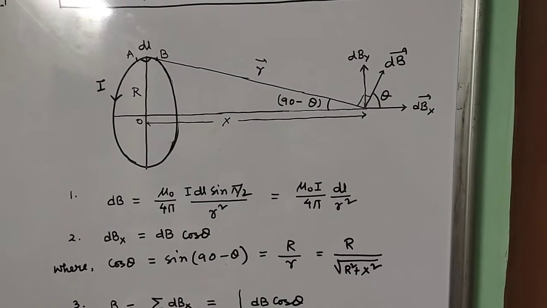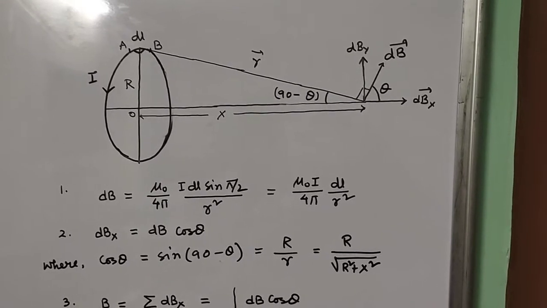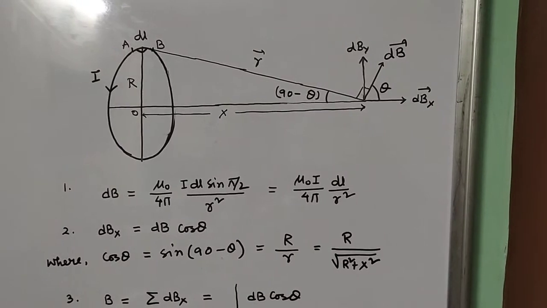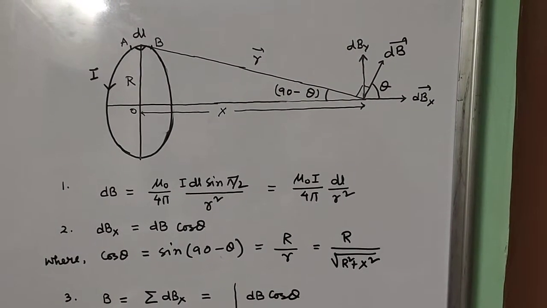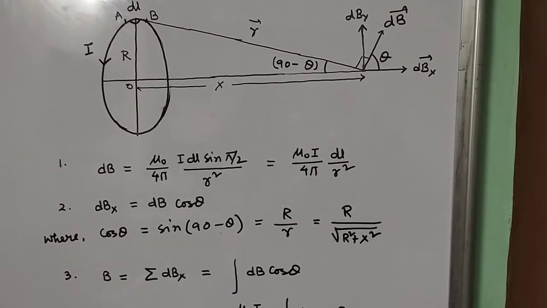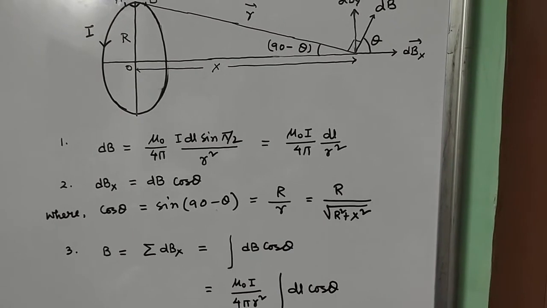So sine of 90 minus theta is perpendicular by hypotenuse. So perpendicular is capital R and hypotenuse is small r. So for small r, you can apply Pythagoras theorem. So it comes out to be root over R square plus x square. So cos theta equals capital R by root over R square plus x square.